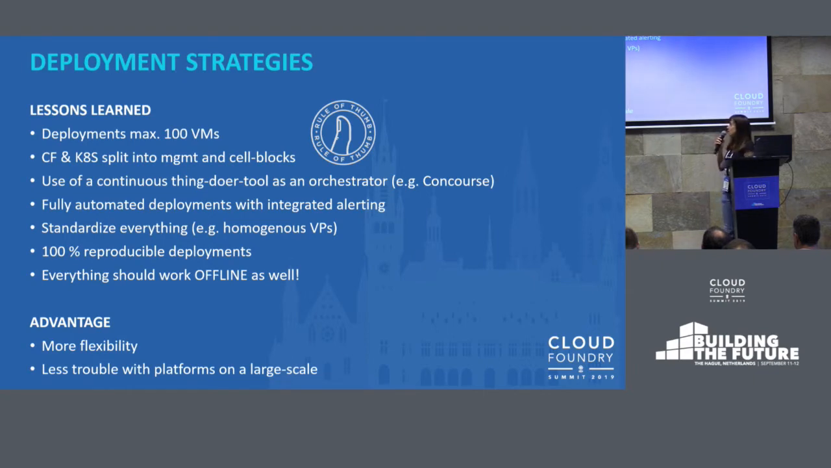So we have here a few recommendations from our side, what we learned. The first point is a deployment shouldn't contain more than 100 VMs, but how can you achieve that? If an environment grows, you probably need more than 100 VMs. So what we did in this case, we just split the Kubernetes and the Cloud Foundry into management and cell blocks. And each cell block then contains a max of 100 VMs.